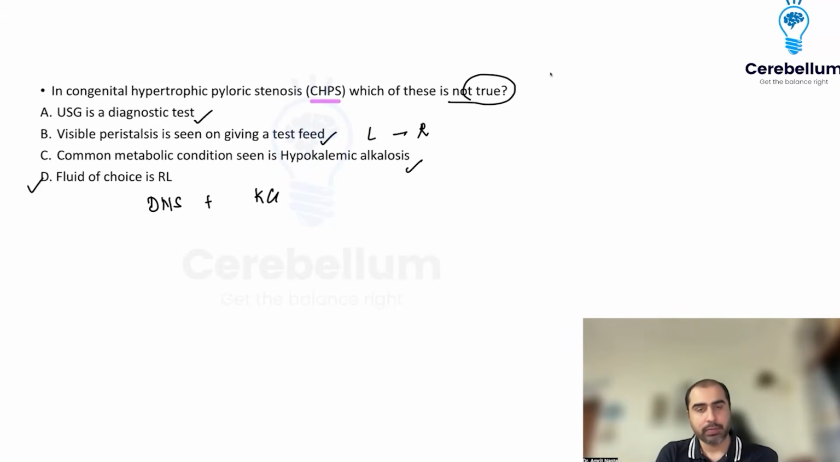All right, fine. So, in hypertrophic pyloric stenosis, the fluid of choice is ringer lactate? No, it is DNS with KCl, because he will have hypokalemia. So fluid will be DNS plus KCl. KCl has to be given in hypokalemia.